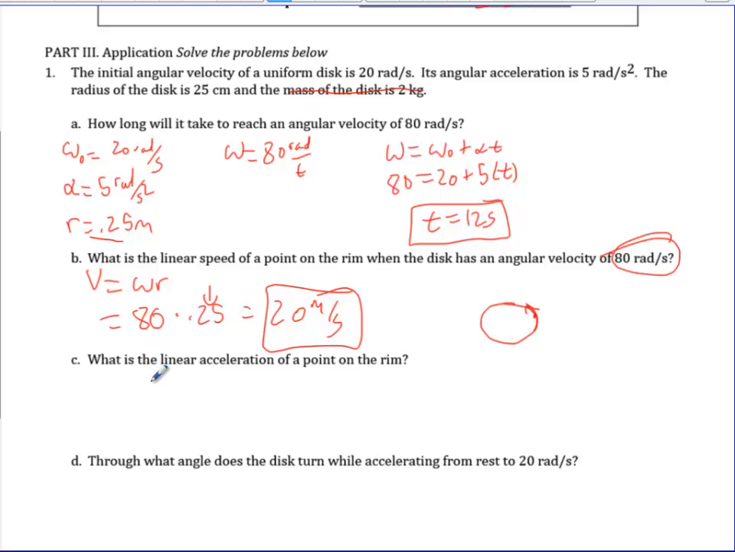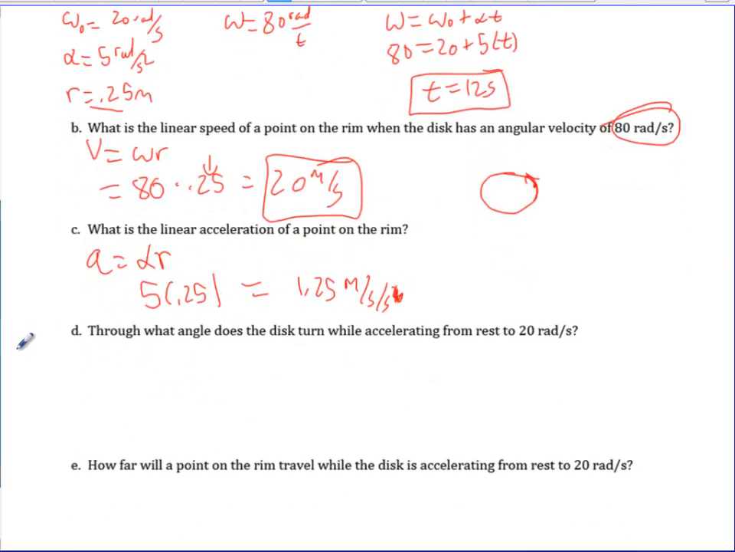What is the linear acceleration of a point on the rim? Same thing. Linear acceleration is angular acceleration times radius. So I get 5 times 0.25, and I get 1.25 meters per second per second. Not meters per second per second per second.